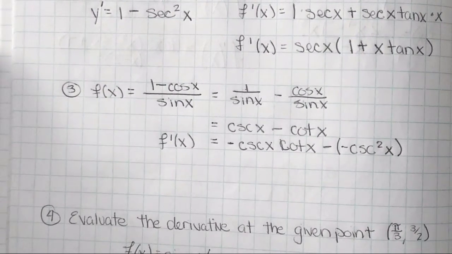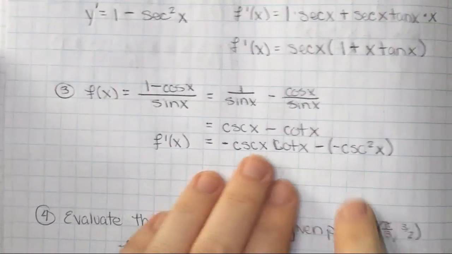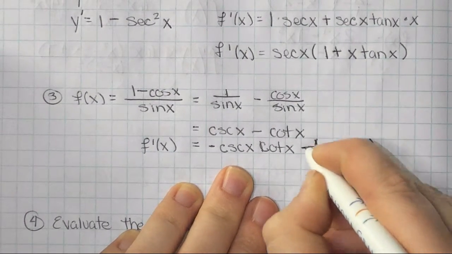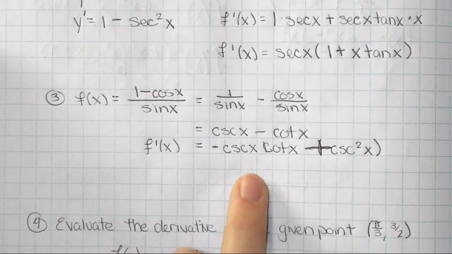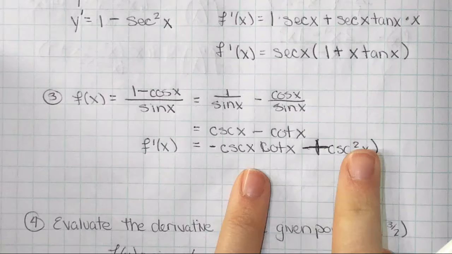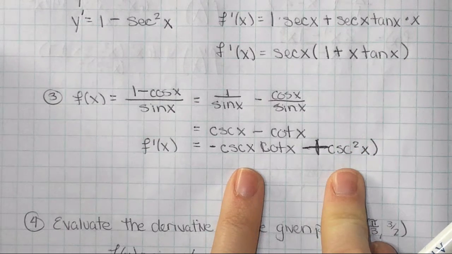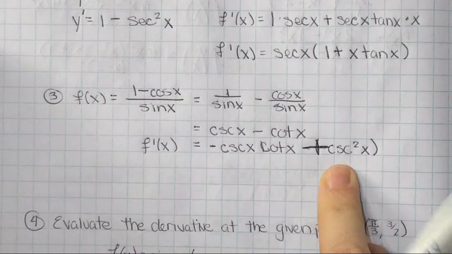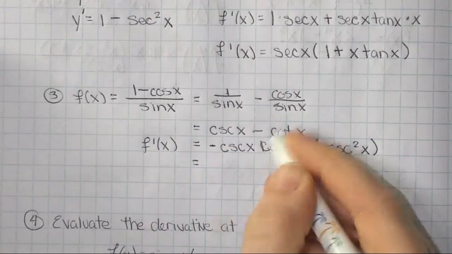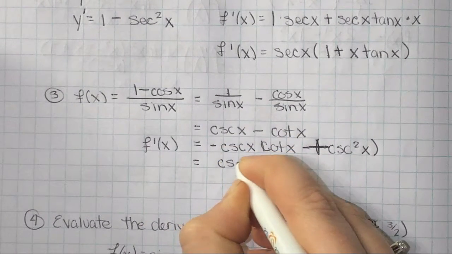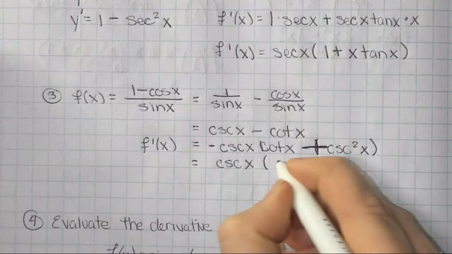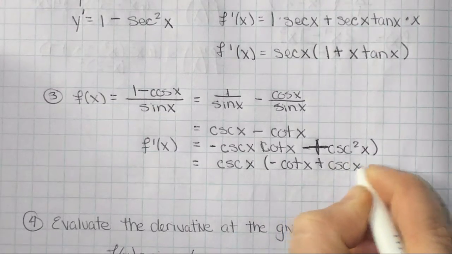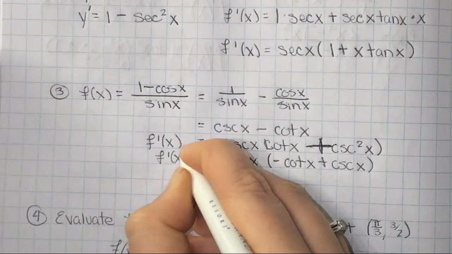Now, be careful. You can go ahead and make that a positive sign right now if you want, to help you understand it a little bit better. Here, do they have any common terms? Or common factors, sorry. Cosecant x. Okay, so they have a common cosecant x, which means when I factor that out, I'm going to get negative cotangent x plus cosecant x, and there's your derivative.